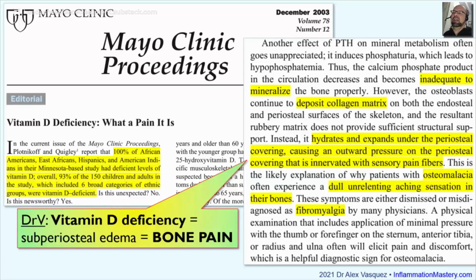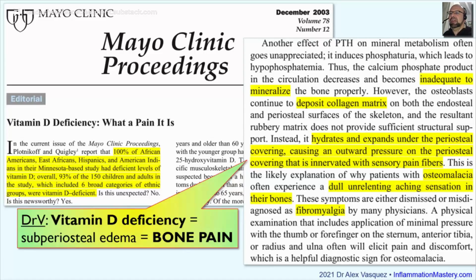So basically what we end up with following vitamin D deficiency is a relative deficiency or cellular deficiency of calcium and phosphate. Without calcium phosphate, bones cannot mineralize, and when they can't mineralize, those osteoblasts continue to lay down collagen, which is hydrophilic and swells and puts pressure on the sensory innervated periosteum. That's exactly what causes dull, unrelenting pain in these patients who have moderate or severe vitamin D deficiency.